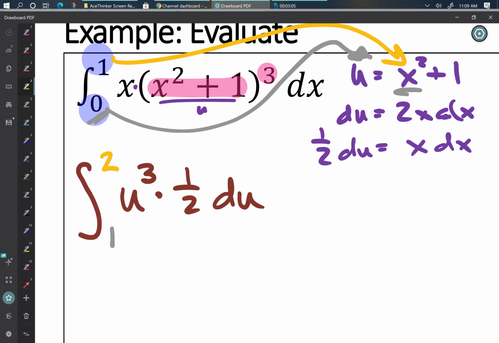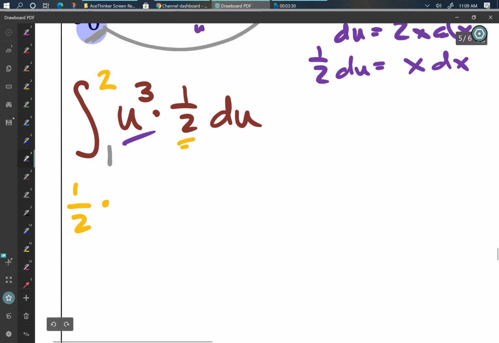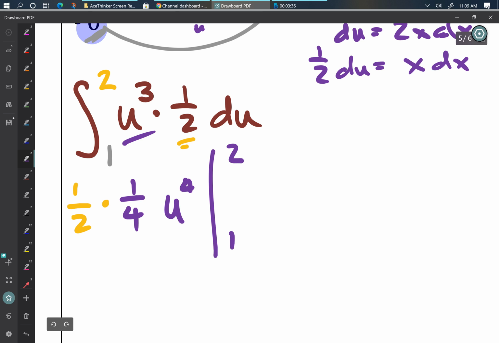Meaning that the definite integral from 0 to 1 of x times (x squared plus 1) cubed dx has the same value. It's not the same integral, but it has the same value as the integral from 1 to 2 of u cubed times 1/2 du. Now I've done everything I need to do to perform this integration, so I'll go ahead and do that. The 1/2 is a coefficient, so it's just going to drag along. That's that 1/2 right there. And then when I integrate u cubed, I get 1/4 u to the 4th, and this whole thing needs to be evaluated from 1 to 2.